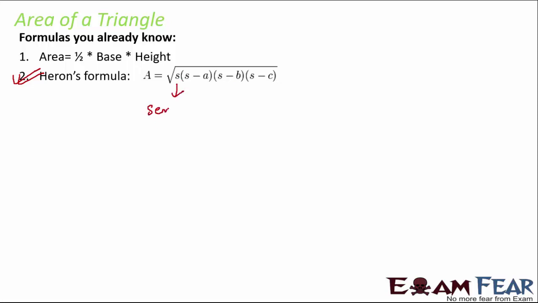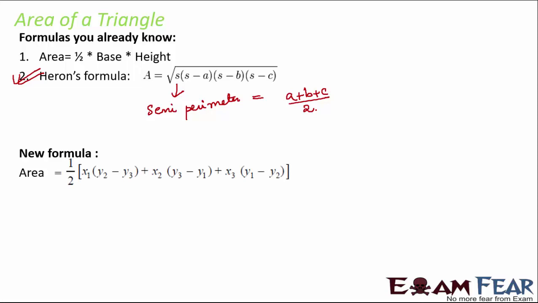S is the semi-perimeter of a triangle, which is given by (a + b + c)/2. That means you have to halve the sum of all three sides of the triangle, and that's how you get the semi-perimeter. Using the semi-perimeter, you can use Heron's formula to calculate the area of a triangle. So even if you do not know the base and height, but you know the lengths of the sides of the triangle, you can at least calculate the area. That's Heron's formula.